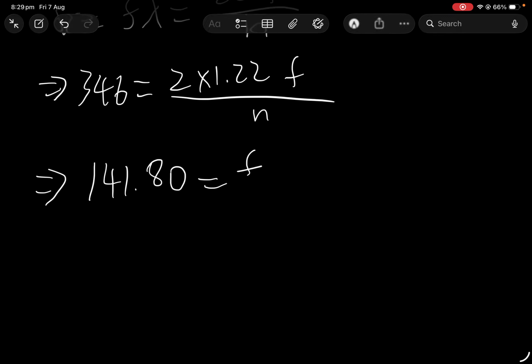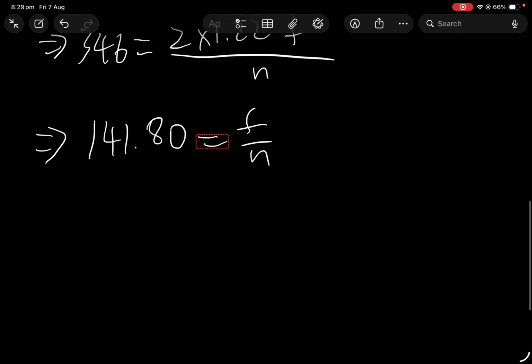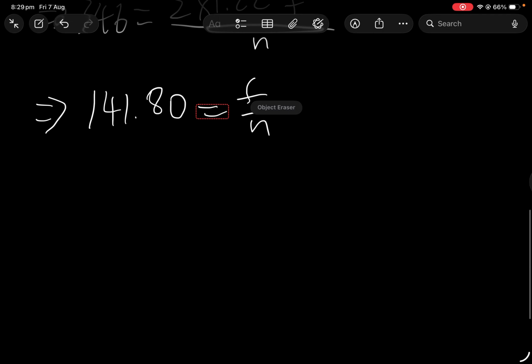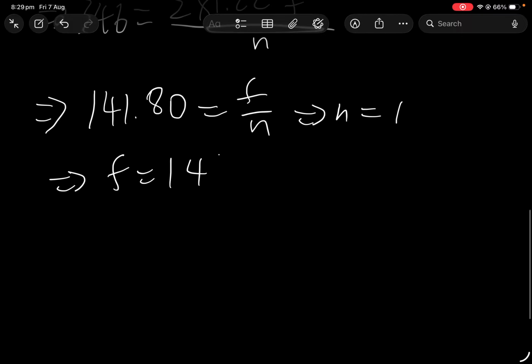141.80 equals f over n. And because, okay, so for example, let's see if n is 10, we'll make the frequency higher, but that's not what we want because we want the lowest note. So n must be 1, and that makes it so that f equals 141.2 hertz because we're rounding it to 3 decimal places.